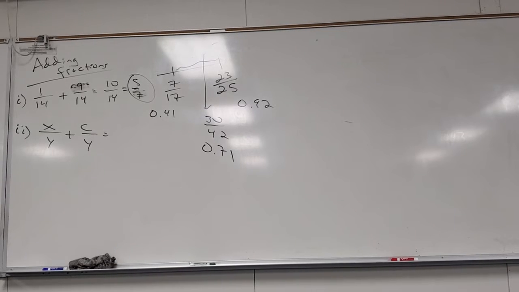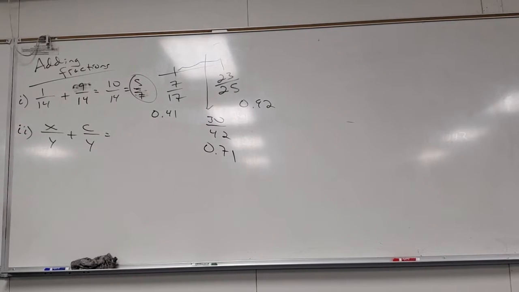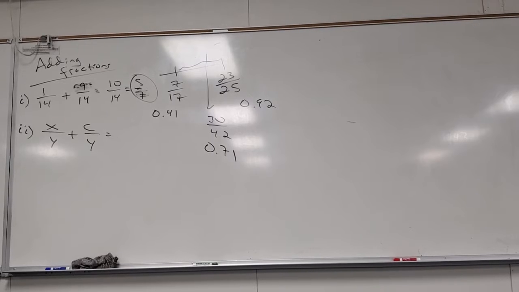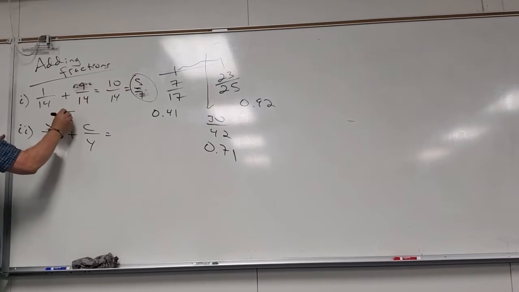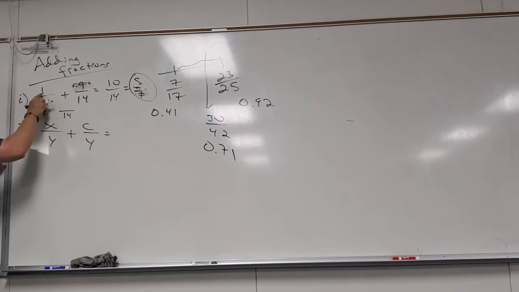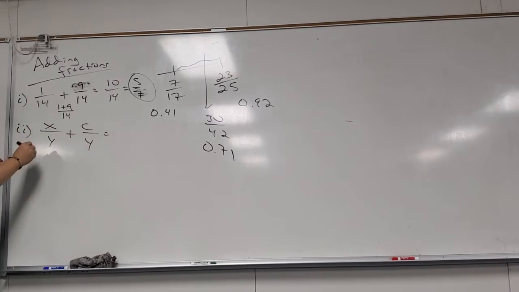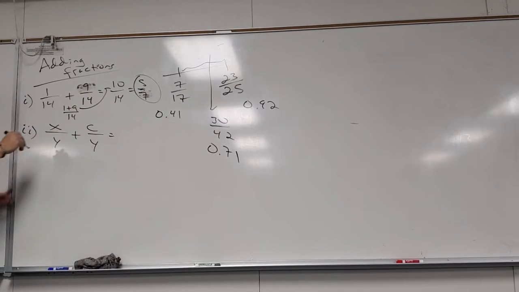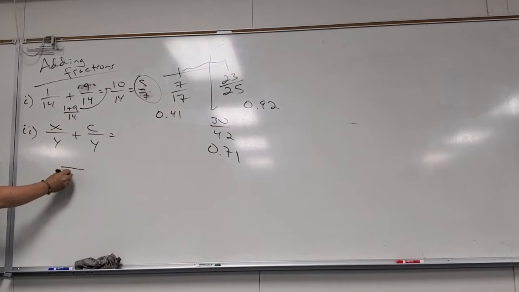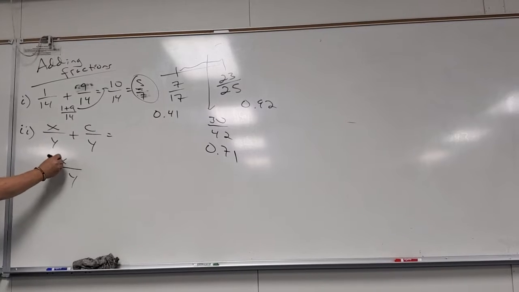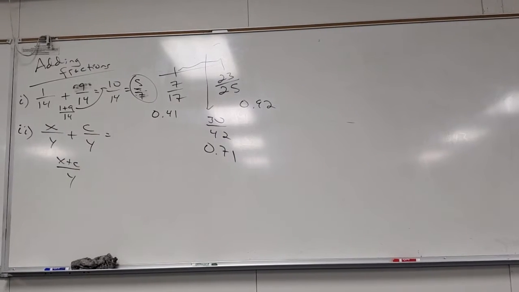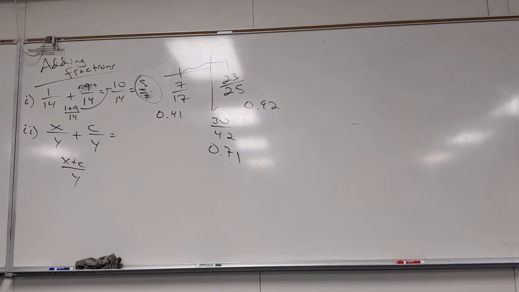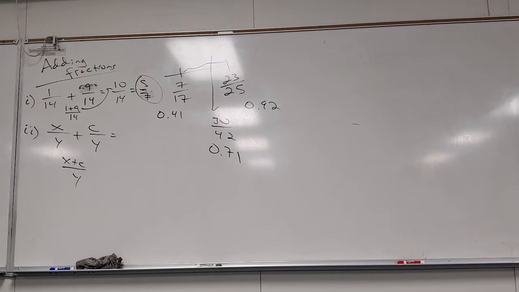Don't overthink it. X plus C over Y. Before I made this 10, what would have been over 14? How did I get 10? Because what did I do on the top? Didn't I do 1 plus 9? Yeah. And that's how I got 10. So how do you write this? What goes over Y? X plus C. If you put XC, then you're multiplying. Cool, okay. So if the denominators are the same and I'm adding, you just have to add the tops over the bottom. Done.